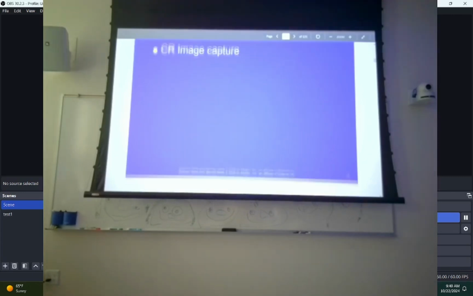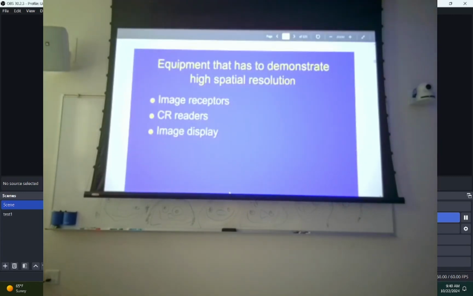Okay. So CR capture. We'll talk about CR capture first. Still testable, probably maybe until the next incarnation of the registry. It might come off. No screens or films on the registry anymore. Every now and then they'll go through the registry and they'll delete certain things. So we'll talk a little bit about CR. So in CR, we've got image receptors, we have CR readers, and we have the image display.